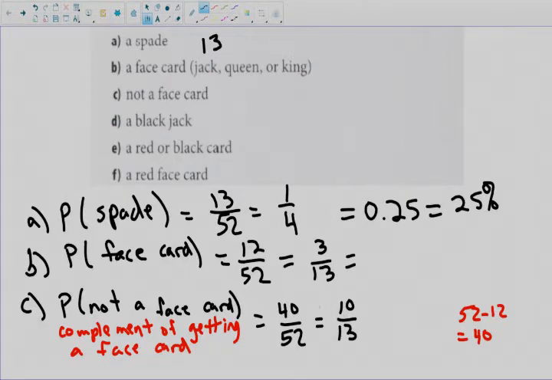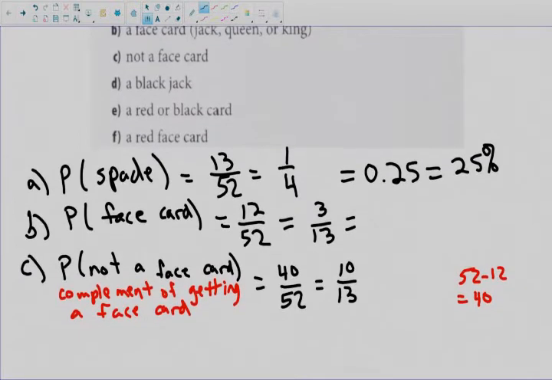So there's a lot of different ways of getting to the final answer here once you start to understand the idea of proportionality as well as probability. So I just wanted to talk about that.